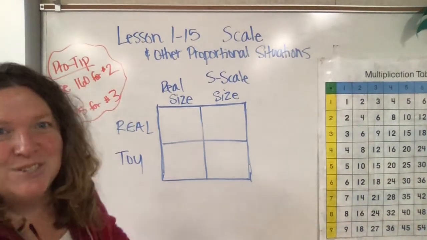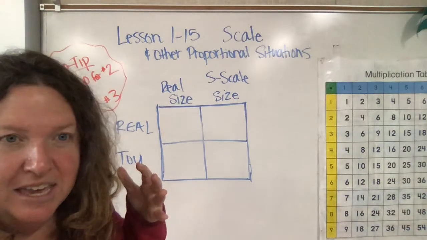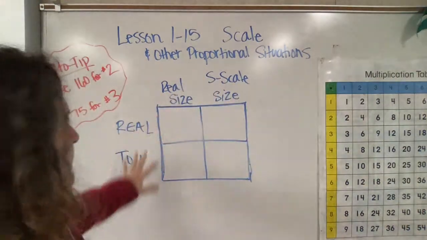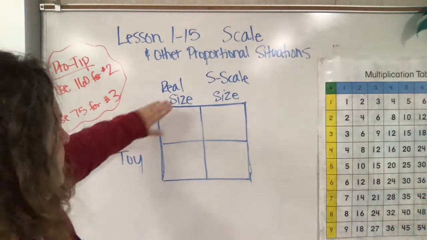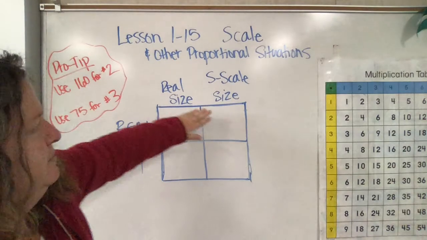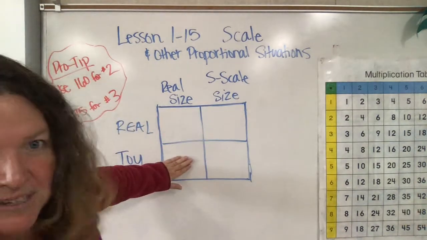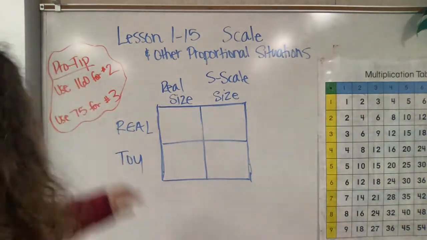All right, to solve numbers 2 and 3, you're going to use that same process of thinking. You're even going to use this same setup. In fact, I erased the numbers and left the setup for you. We want the real item with the real size, the real item in the S scale size. We want the toy item in the real size and the toy item in the S scale size.